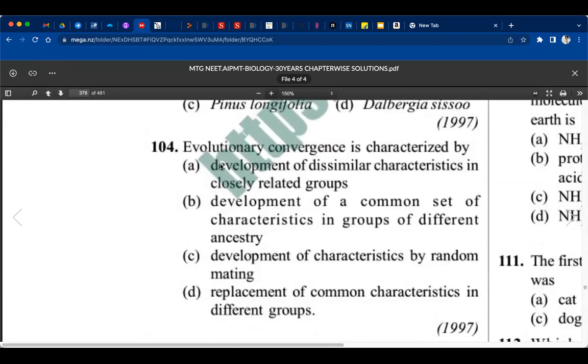Okay, so we'll take one last question, which is 104. Again, a basic fundamental concept about evolutionary convergence. So who's going to read? Ellen, would you read the last question for today? Evolutionary convergence is characterized by development of dissimilar characteristics in closely related groups, development of a common set of characteristics in groups of different ancestry, development of characteristics by random mating, development of common characteristics in different groups.